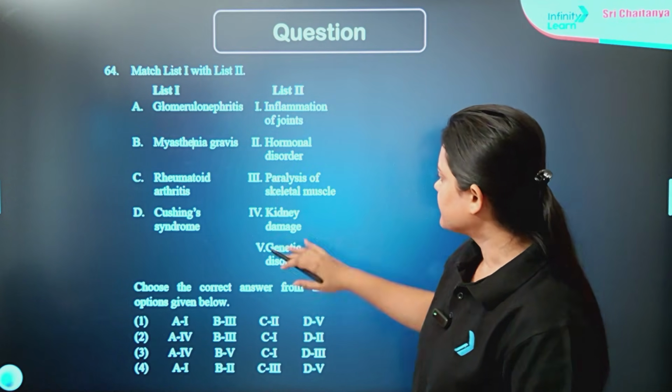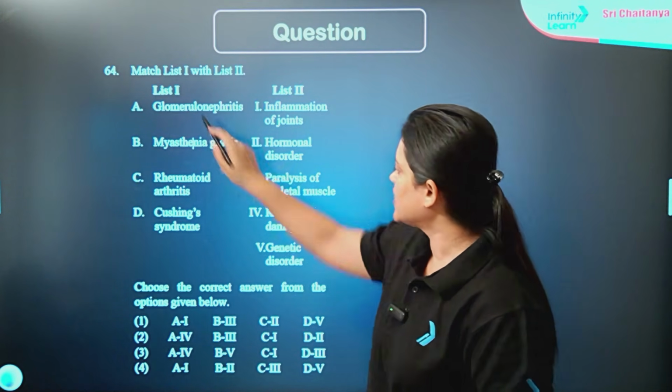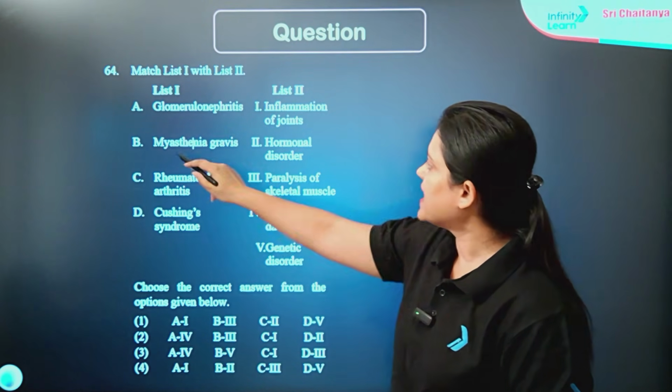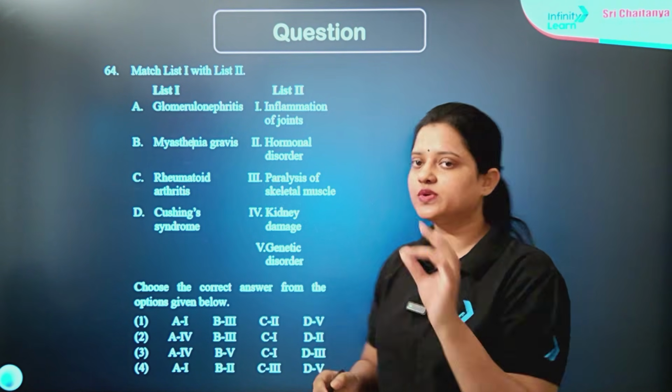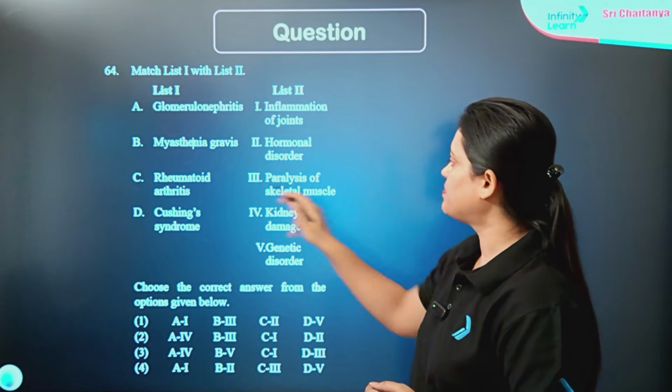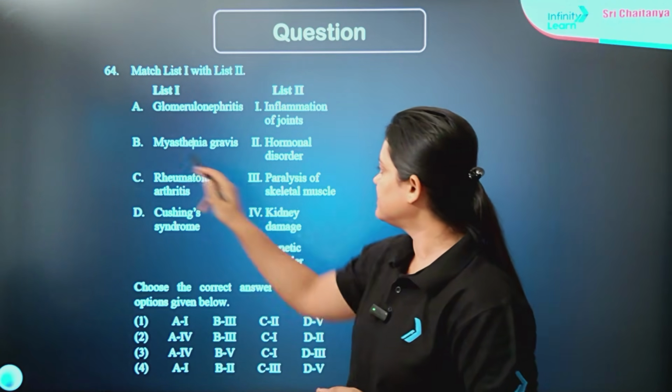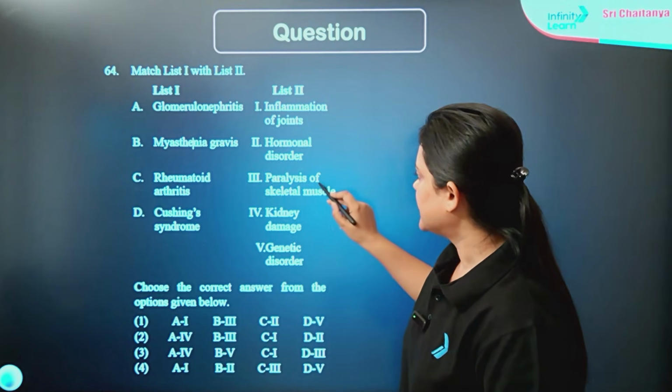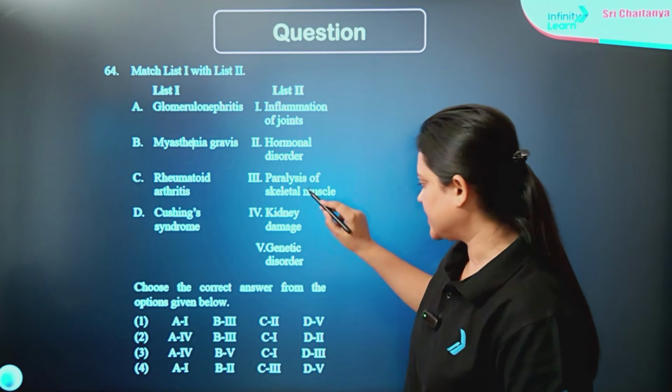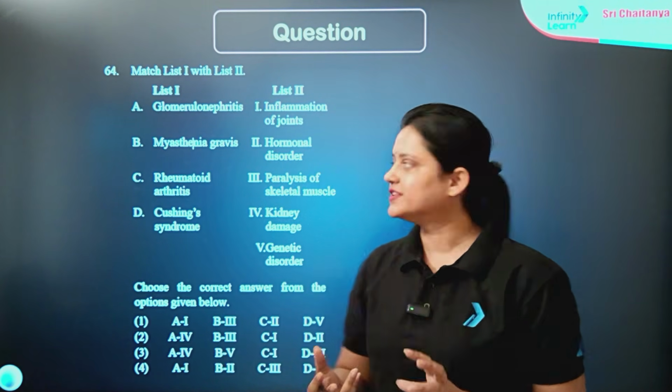Glomerulonephritis, right, is leading to kidney damage. So A is matched with 4. Myasthenia gravis is an autoimmune disease, and yes, it will lead to paralysis of skeletal muscle. So B will be matched with 3, right? So after 4, there will be 3. So we got our answer, but let's discuss other options.